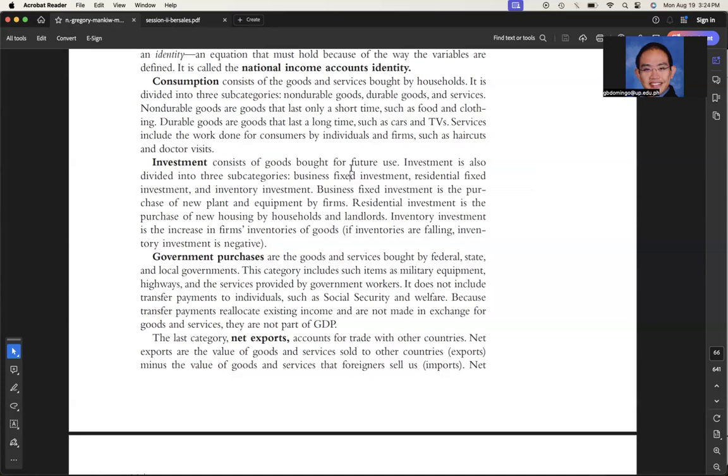All right, so we have three subcategories of investment. First is business fixed investment, residential fixed investment, and inventory investment. Business fixed investment is the purchase of new plant and equipment by firms. Residential investment is the purchase of new housing by households and landlords. And lastly, inventory investment is the increase in firms' inventories of goods. Okay, so these are the three big categories.